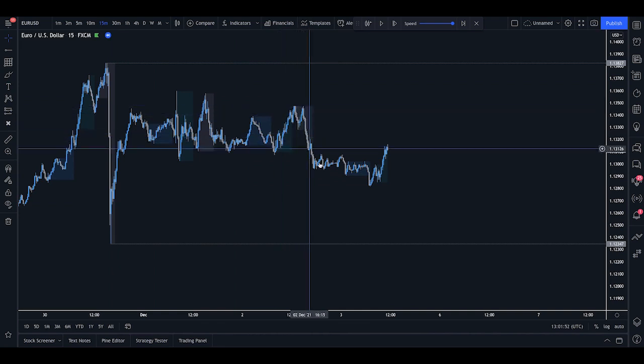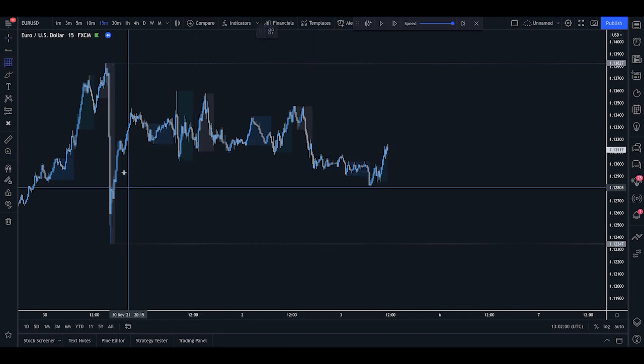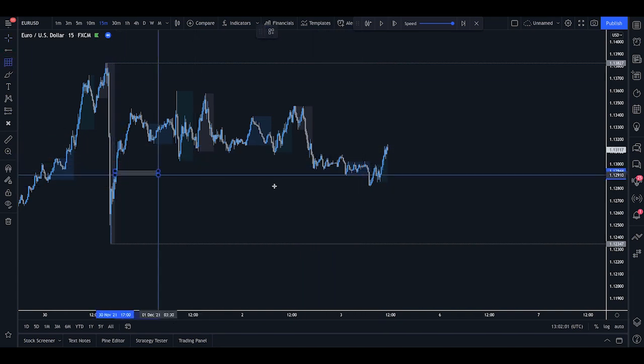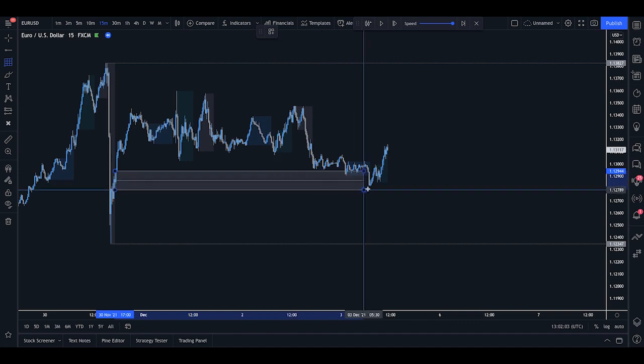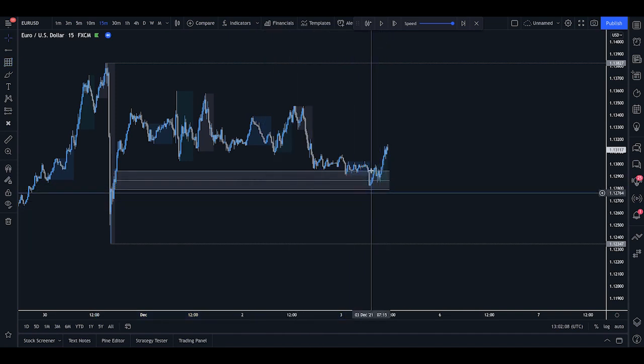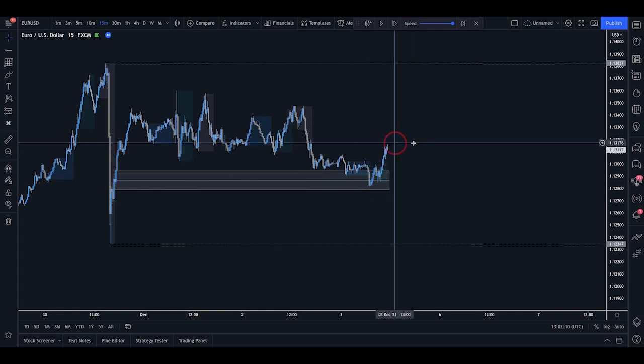If we look at the current structure here, we've seen a push down, slow grinding sideways action, very clear downtrend though with lower lows and lower highs. Then we hit this demand point. So we can see this doji candle, which was the final imbalanced candle before that large push up. Saw price come into that area. After hitting that area, we had a large impulse to the upside.